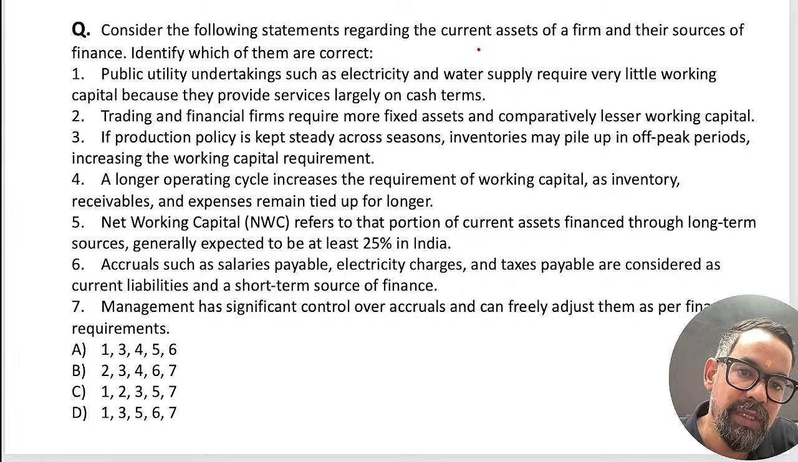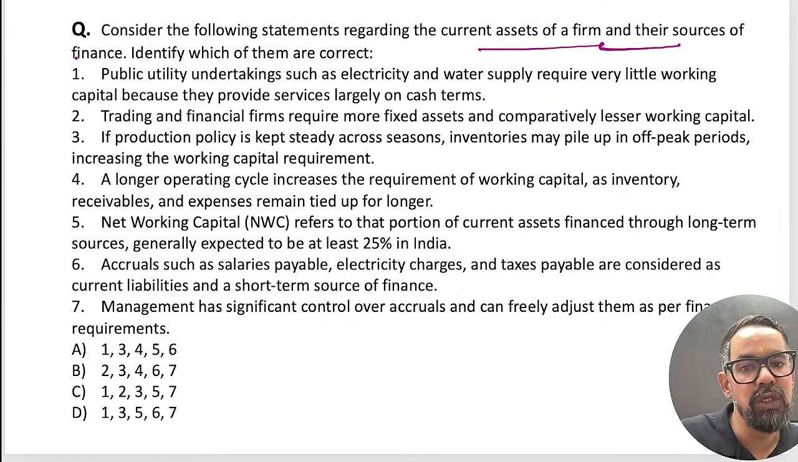So consider the following statement: current assets of a firm and the sources of finance.